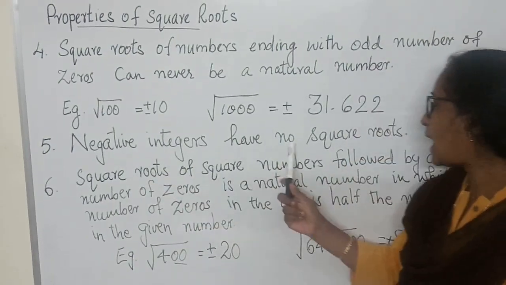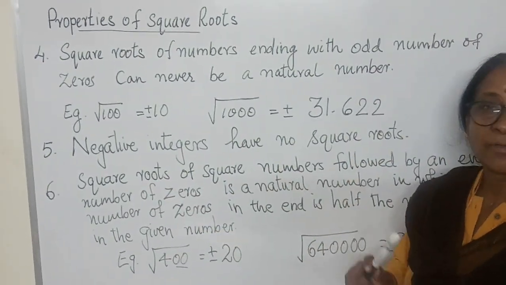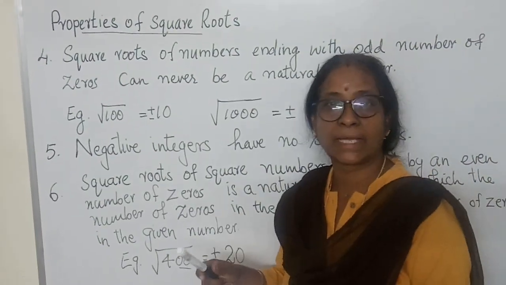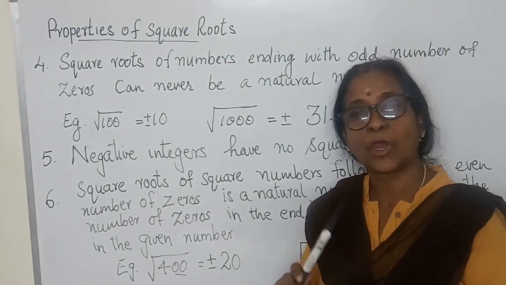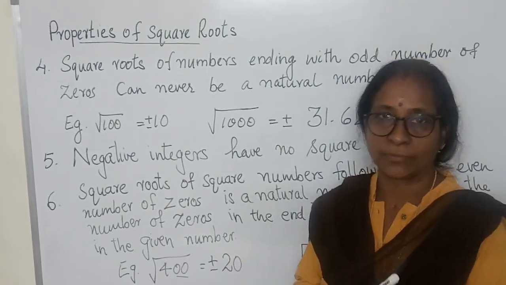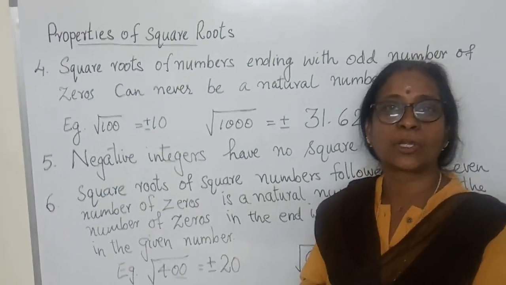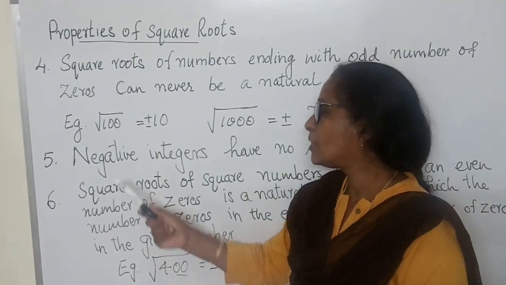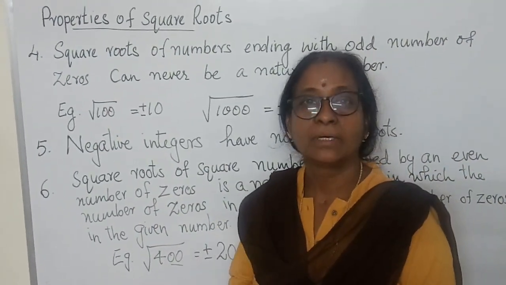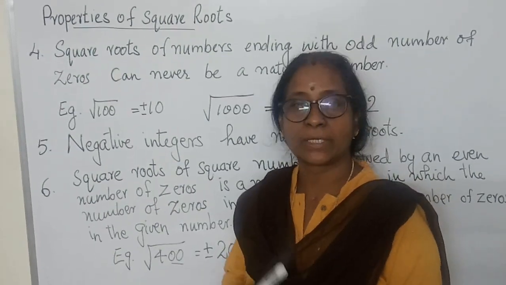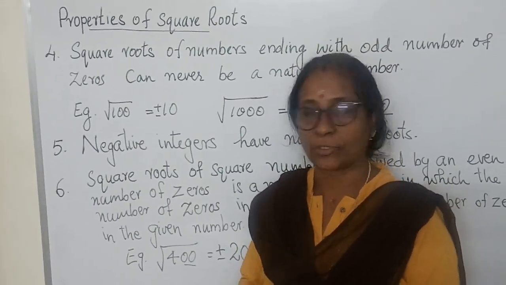Negative integers have no square root. When we learned squares, we learned that the square of any natural number will not be negative, so negative numbers cannot be perfect squares. So here, negative numbers will not have square roots.